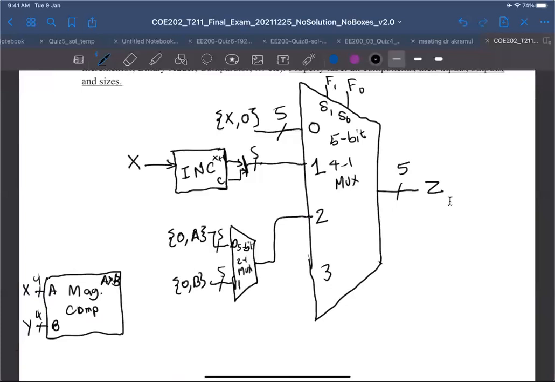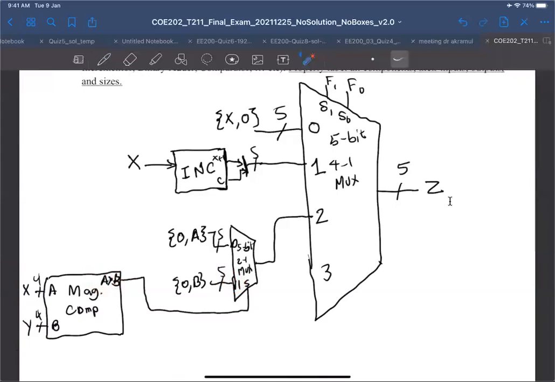What about the selection line here? We need the minimum. If this signal here is true, then I'm going to select B, which means that B is the minimum. And if it is false, then I'm selecting A, which means A is the minimum.